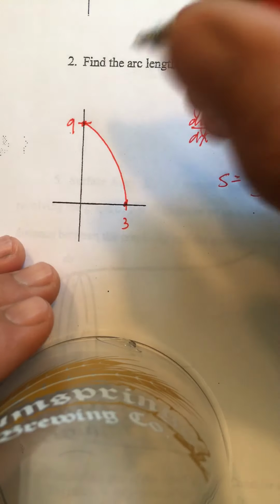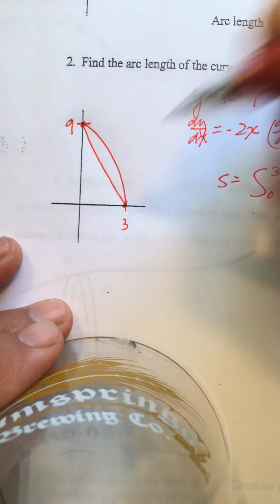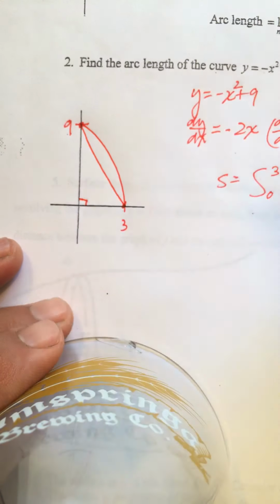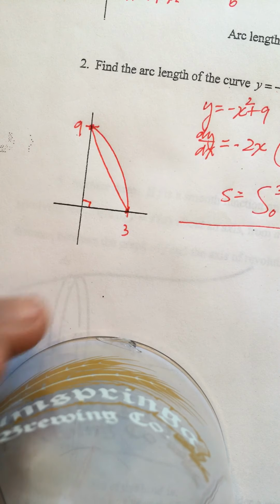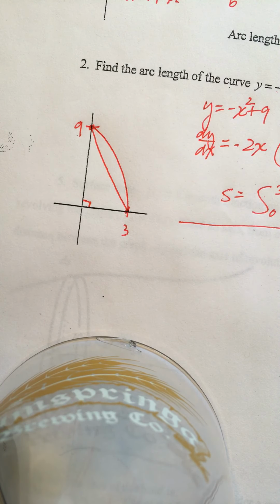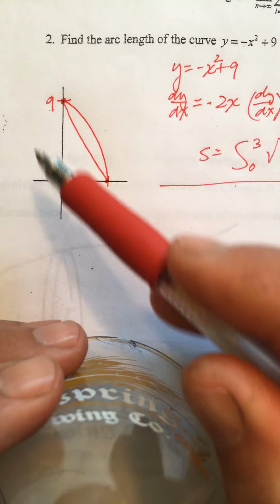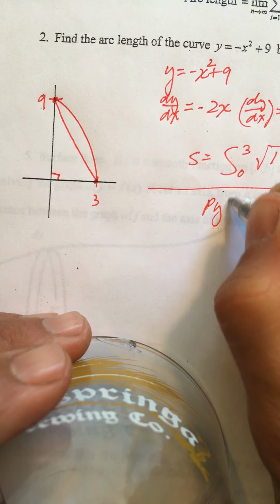If we were to go back to this diagram and I actually draw a straight line from 9 to 3, this would create a right triangle. And just to give you an idea of how close we can get without using calculus, now of course calculus is the way to go because it's much more accurate, we could just set up and use the Pythagorean theorem.